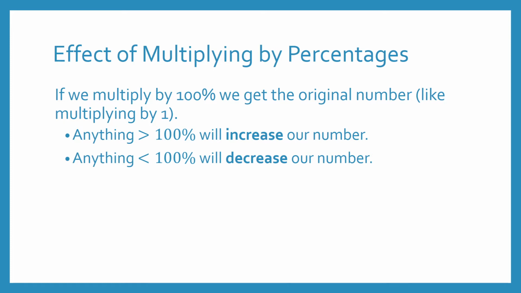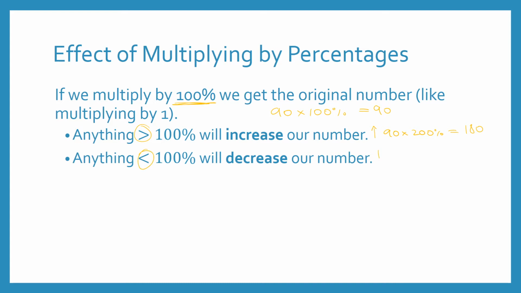If we have 100% of something, let's say we had the number 90, 100% of it will give us the original number. So it'll give us 90. So it's like timesing by 1. However, if we have a percentage bigger than 100, so if we times 90 by, say, 200%, so 200% is bigger than 100, we're going to increase our number. So 90 is now going to grow up, and we're going to have 180.